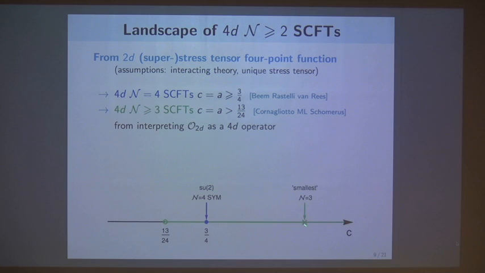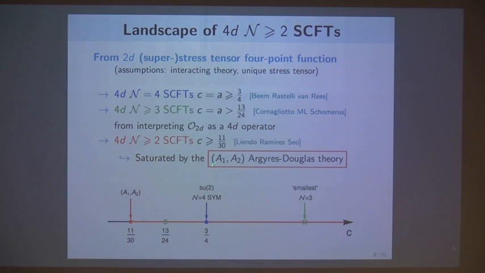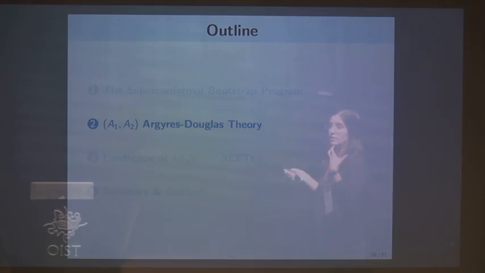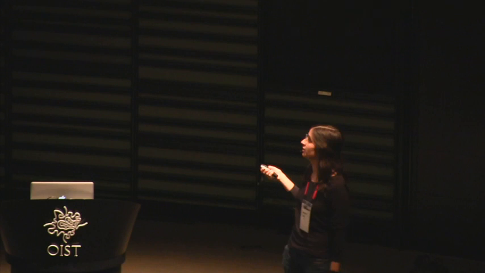OK, so now let me finally go down to N=2. This is the bound we also saw in J1's talk, 11/30, that is saturated by an Argyres-Douglas theory. This is the theory that we would call the simplest Argyres-Douglas theory. It has the smallest possible central charge. So let's now focus on this theory because it sits in such a special place that it would be a candidate for a theory we can actually reach numerically. This could be the analog of the 3D Ising model in four dimensions for N=2 theories.